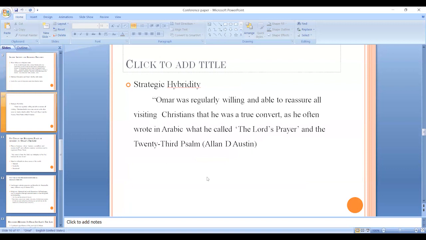And as Alan D. Austin also says, he employed a strategic hybridity. Umar was regularly willing and able to reassure all visiting Christians that he was a true convert, because with most of the slaves, the thing that would happen is the forced conversion. So he employed a sort of strategic hybridity to give them a notion that he was a true convert. But in contrast, if we dig deeply into his narratives, we see that he was writing the first chapter of the Quran in the form of the Lord's Prayer and the 23rd Psalm.